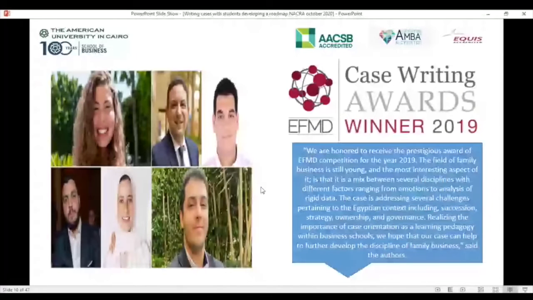The coronation of what we had during the last 5 years was the award that we received from the EFMD in 2019. We won the award for the family business discipline. And here are the students' pictures with me in the middle. This was a great experience. And to be honest, it came as a surprise for us because it was published maybe 1.5 years after the case was in the reviewing process. So it was a great experience.